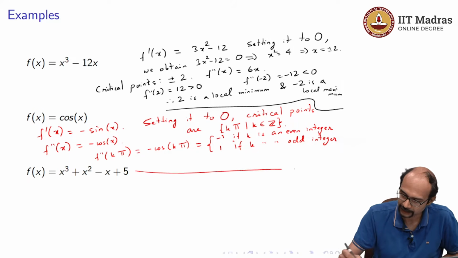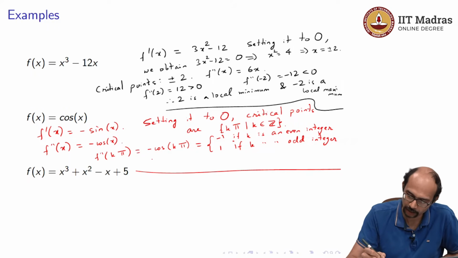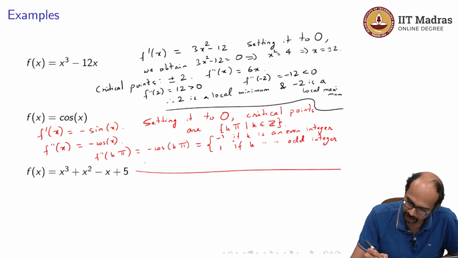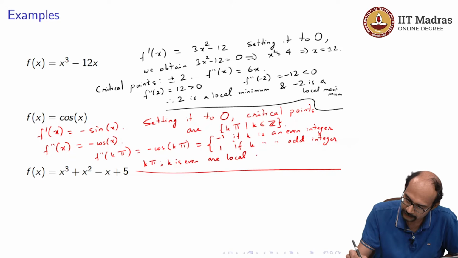And what does that say? That says that k times pi, where k is even, are local maxima, and k times pi, where k is odd, are local minima.